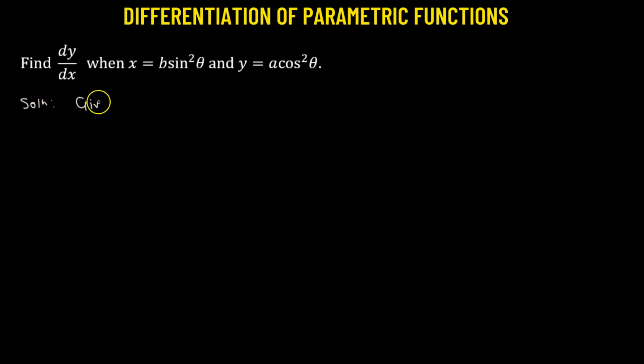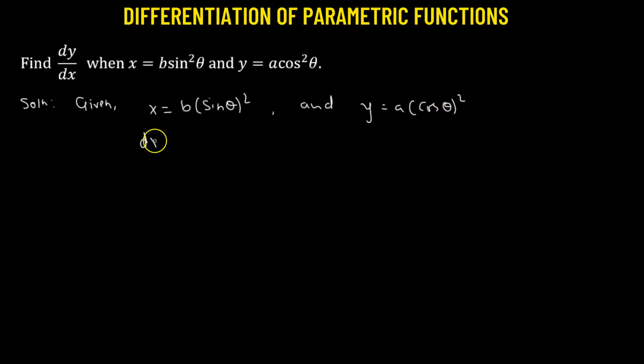So here we are given x equals b times sine squared theta, but we can also express sine squared theta as sine theta raised to the power of 2. And we have y given by a multiplied by cosine squared theta, so we'll express cosine squared theta as cosine of theta raised to the power of 2.